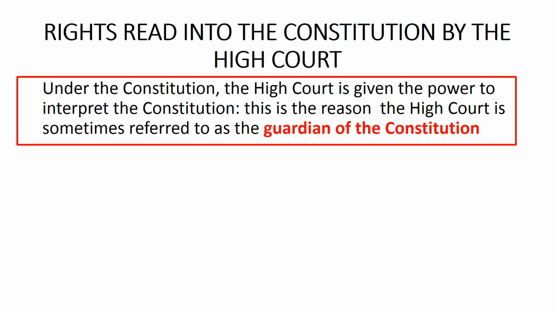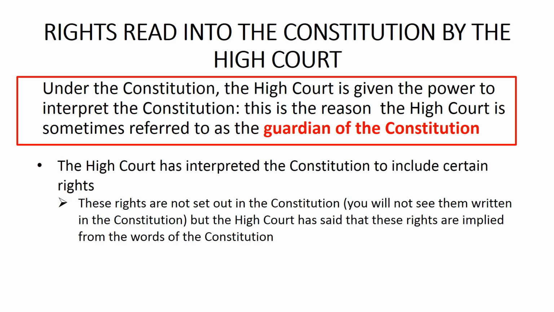This then brings us to the second kind of rights which are contained or protected by our Constitution, and these are rights which are read into the Constitution by the High Court. Under the Australian Constitution, it is the High Court which is given the power to interpret the Constitution, that is, to give meaning to the words in the Constitution. And this is the reason why the High Court is sometimes referred to as the guardian of the Constitution.